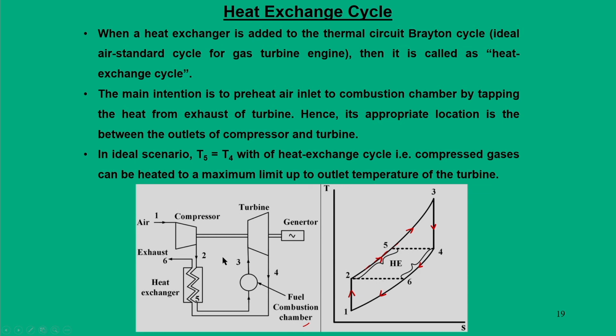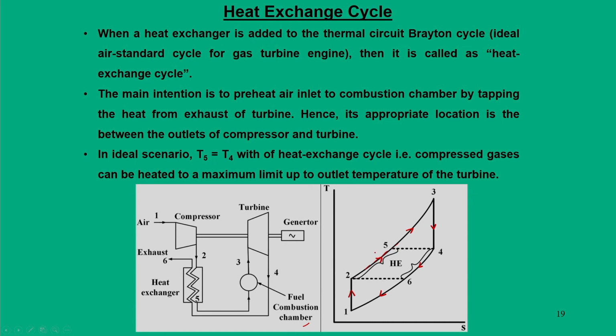So, this is how the cycle operates with a heat exchanger. We call this a heat exchange cycle. The air standard cycle is now referred to as a heat exchange cycle, with the main intention to preheat the air inlet to the combustion chamber by tapping heat from the exhaust of the turbine. The appropriate location is between the outlets of the turbine and compressor, and in the ideal scenario T5 is equal to T4.